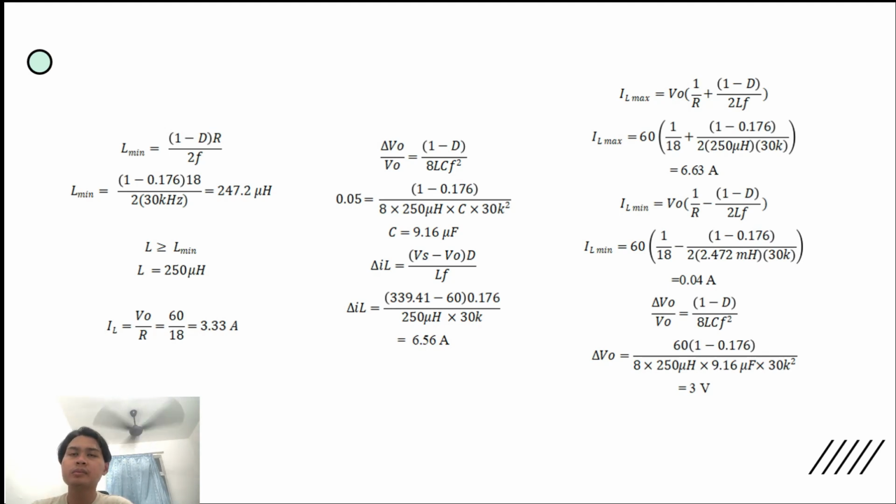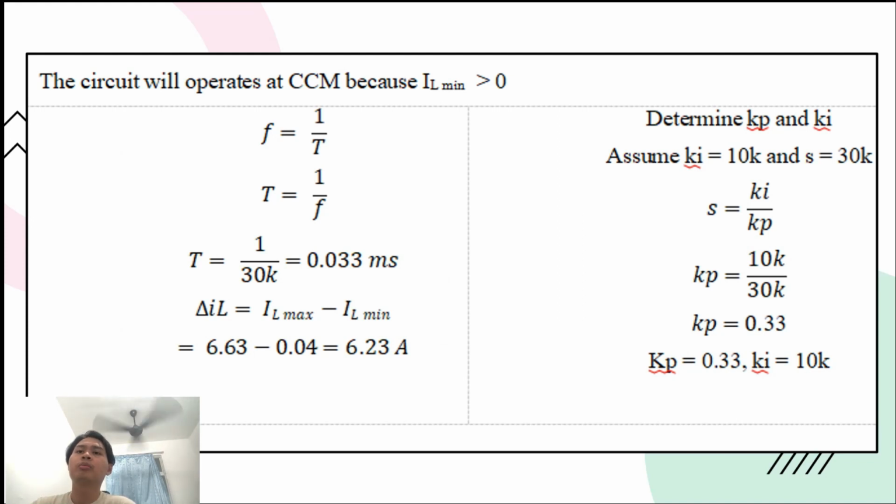Next, the circuit will operate at CCM because the value of the minimum inductor current is more than 0. Then we find the period, which is T equal to 1/30k equal to 0.033 microsecond. And then we find the average inductor current, which is 6.23 ampere.